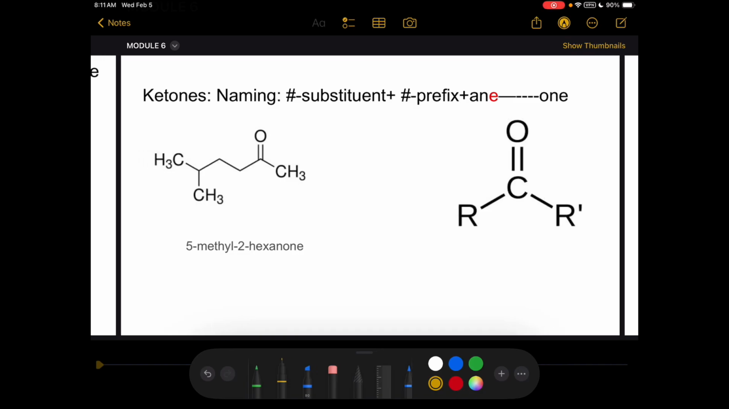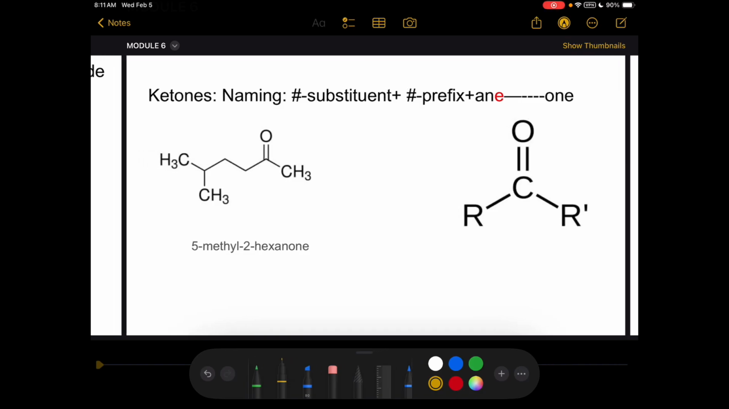The next group is ketone. So ketone, this is the general structure for ketone. What is it? You have the carbonyl carbon in the middle. On one side, it's R. On the other side, it is another R. Okay? It's the same R or a different R.